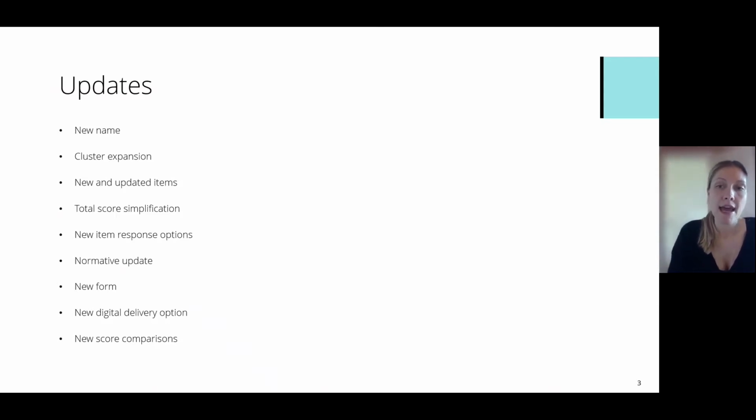Another update is that the norms were updated with both combined sex and separate sex. A parent rater option was added to the adolescent forms aged 13 to 18 years, and a digital delivery option is now available through Q Global. The Brown EFA scales provides statistical and base rate information for comparisons among the composite and cluster scores.